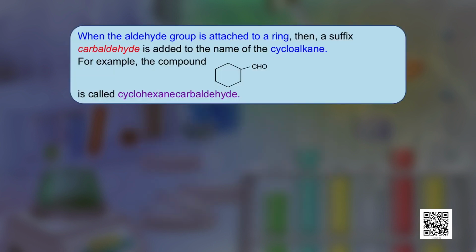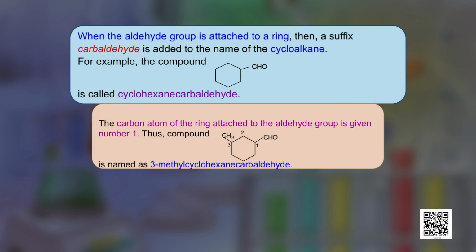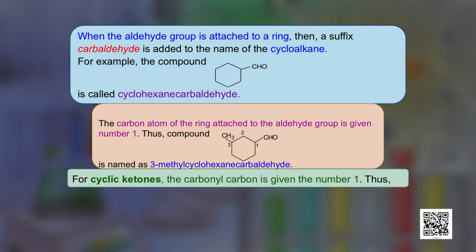When the aldehyde group is attached to a ring, then a suffix carbaldehyde is added to the name of the cycloalkane. For example, the compound given below is called cyclohexane carbaldehyde. The carbon atom of the ring attached to the aldehyde group is given the number 1. Thus, the compound shown here is named 3-methyl cyclohexane carbaldehyde. For cyclic ketones, the carbonyl carbon is given the number 1. Thus, in this compound, you can see the numbering is starting at the carbonyl carbon, giving the number 1.